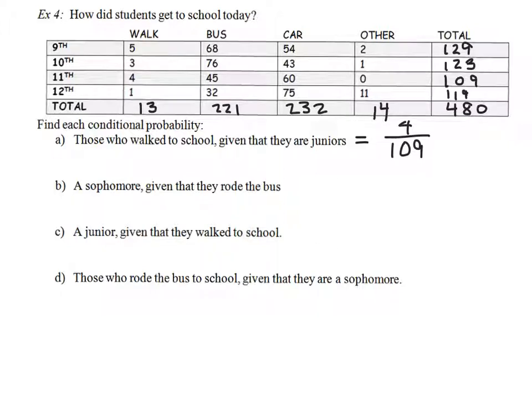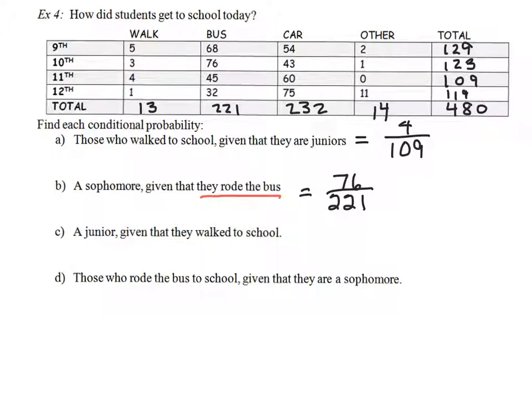So if we want the probability of a sophomore, given that they rode the bus, I want to start by looking at the group of students who rode the bus. So the students that rode the bus are going to be this group of students right here. So my bottom number is going to be that 221. So I want out of the ones that rode the bus, which ones are sophomores that rode the bus? There were 76 sophomores that rode the bus.